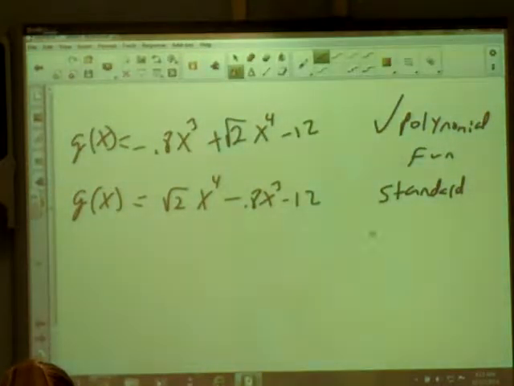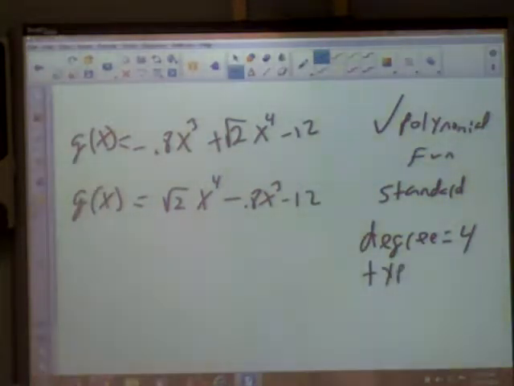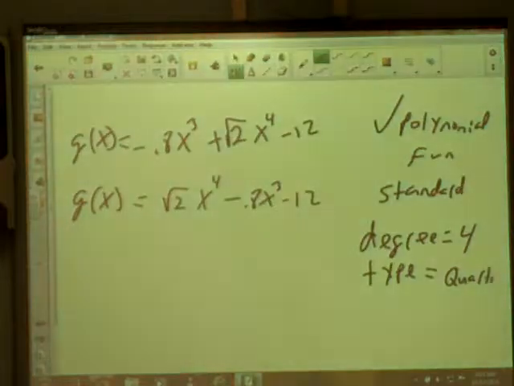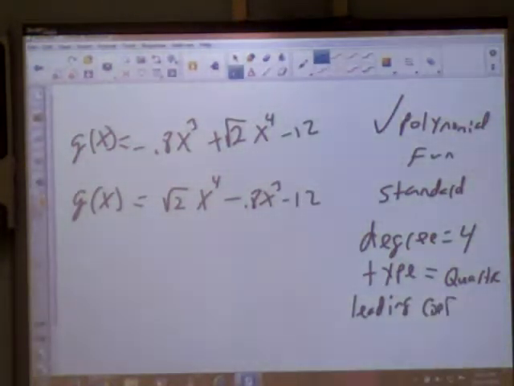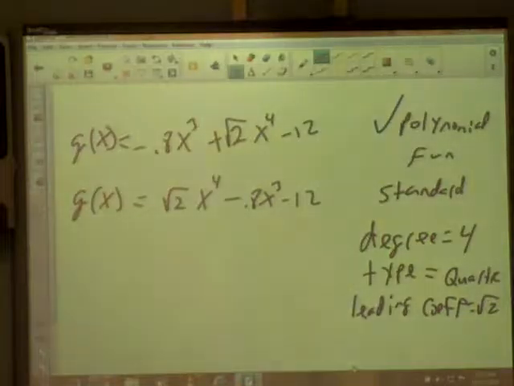Degree, what's our highest power? 4. 4 is bigger than 3, right? So degree is 4. What was the type when it was a fourth power? Quartic. And what's our leading coefficient? That's it. Pretty simple stuff.